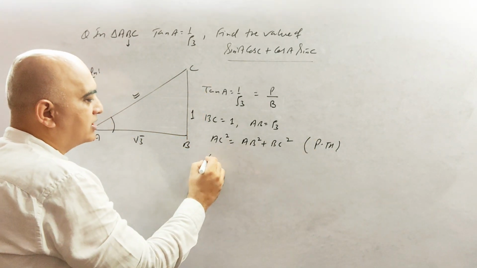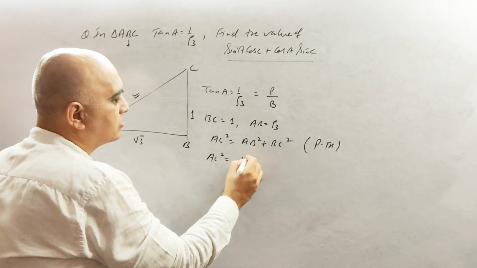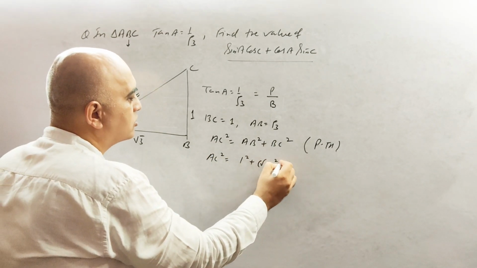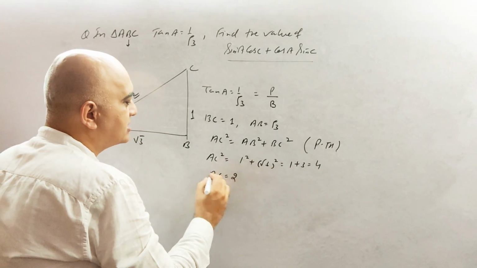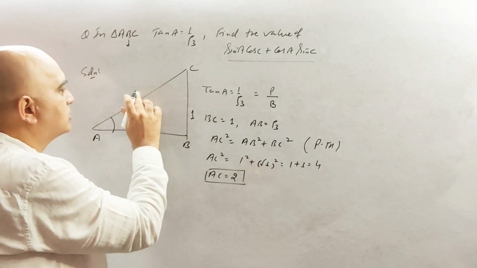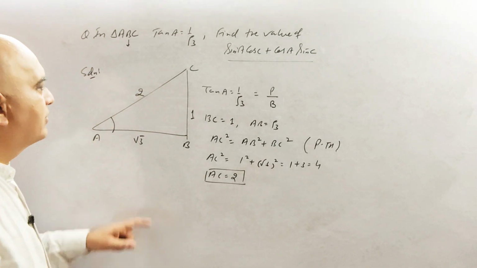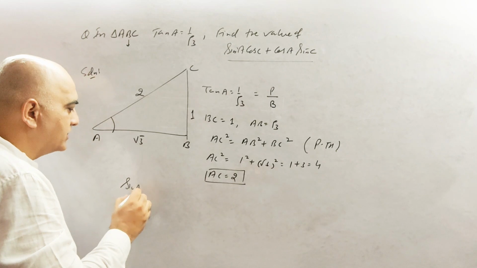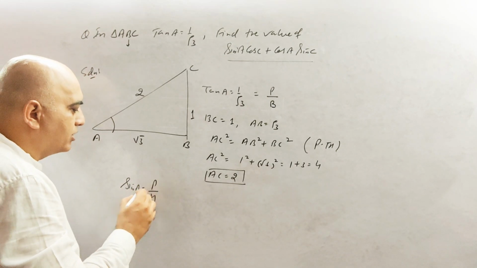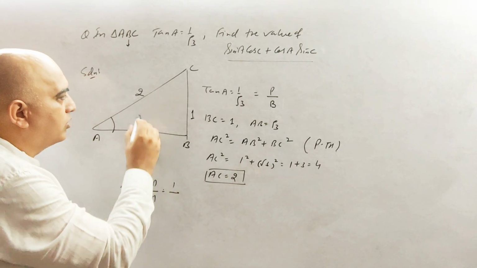That is Pythagoras theorem, right? So after using this, we have AC square equals 1 square plus root 3 square, that is 1 plus 3, that becomes 4. So AC equals 2. So we can find its value, that is 2. And after finding this value, now find the value of sine A. What is sine A? Sine A becomes perpendicular upon hypotenuse. What is perpendicular? 1.